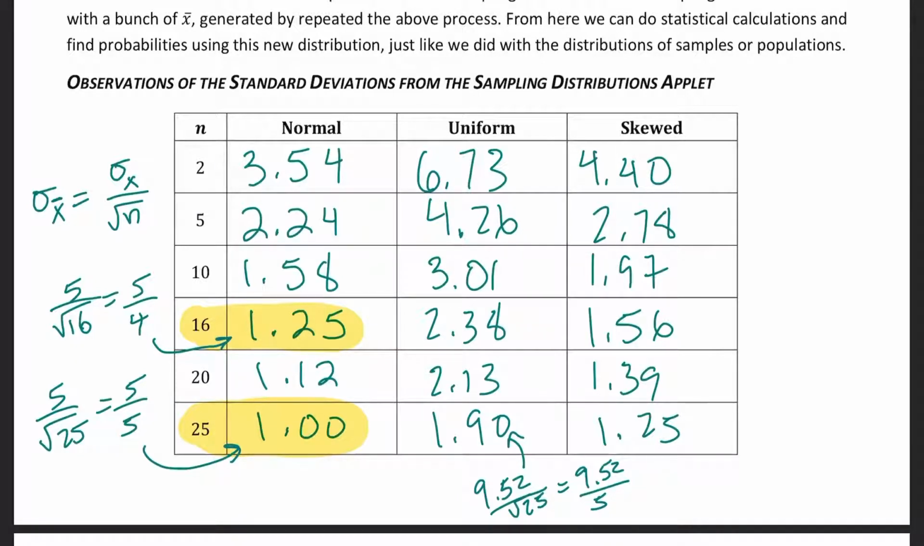In the last video, we looked at an applet to make sure that we understood the central limit theorem, how the standard deviation of the sampling distribution works. That's the table that you see here, and then also the means. So if you haven't seen that video, go check that video out, and then come back and pick up here so we can do some examples.